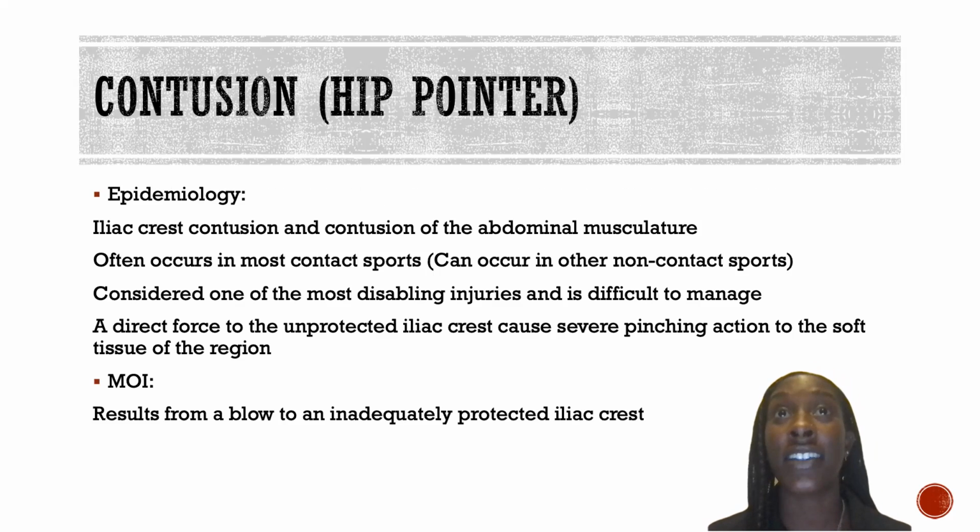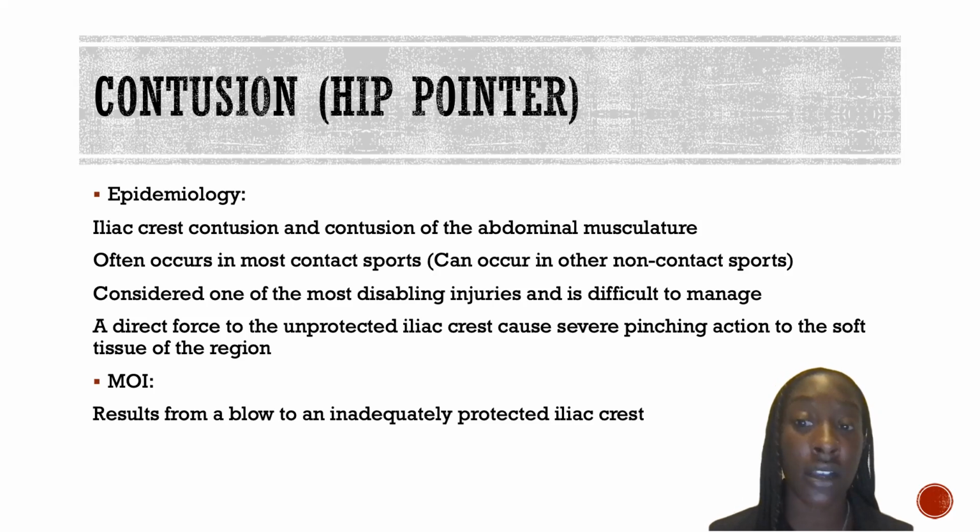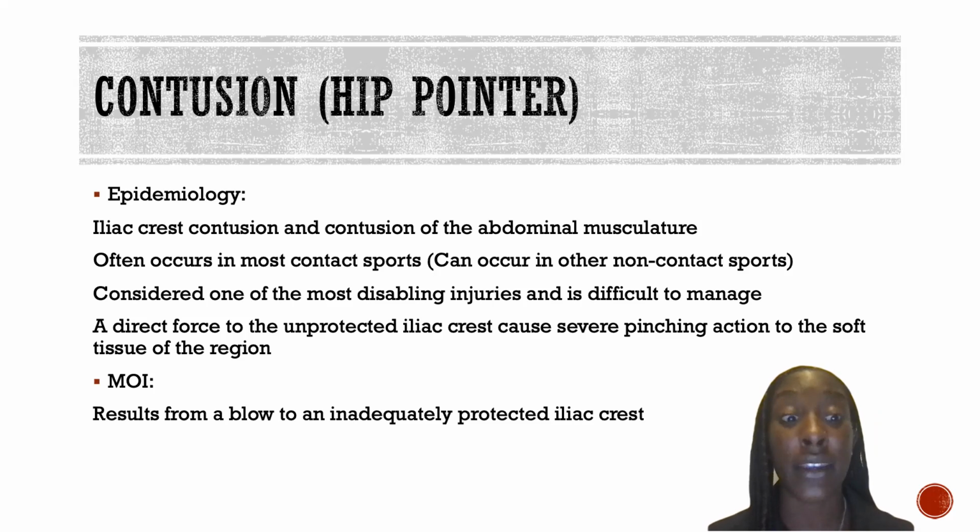Contusions. I've actually seen a lot of these, whether it's basketball players, football players, or men and women volleyball players falling on the floor as well. So it's an iliac crest contusion and a contusion of the abdominal musculature. It often occurs in contact sports, but it can occur in non-contact sports. It's considered one of the most disabling injuries, and it's difficult to manage. Again, every athlete is different, and that contusion is truly painful. So it really is a disabling injury.